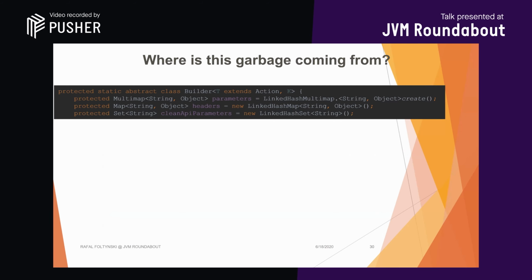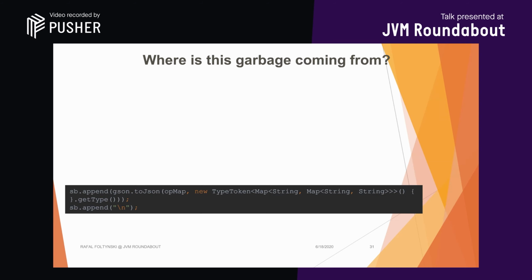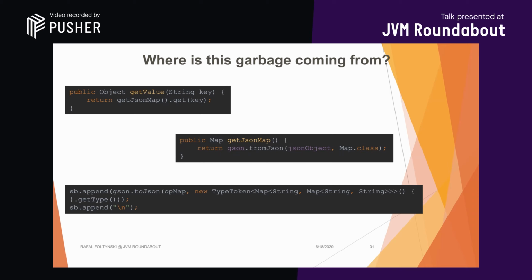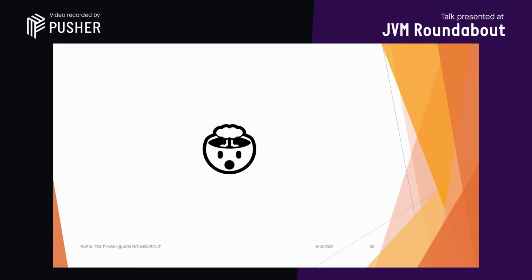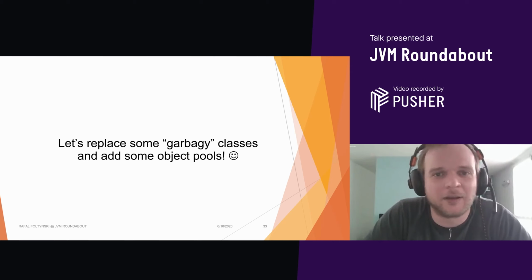And when I started to dig into where this garbage is coming from, it turned out that a lot of classes are pre-allocating a lot of maps, which are then passed to other maps. And then we are using JSON to serialize it. We are using maps everywhere. We are using maps of strings, which is not necessarily the best way to serialize. Yes, JSON, maps and strings everywhere. Definitely something can be done about it, right? So let's replace some garbage classes and add some object pools and see what sort of results we're going to get.